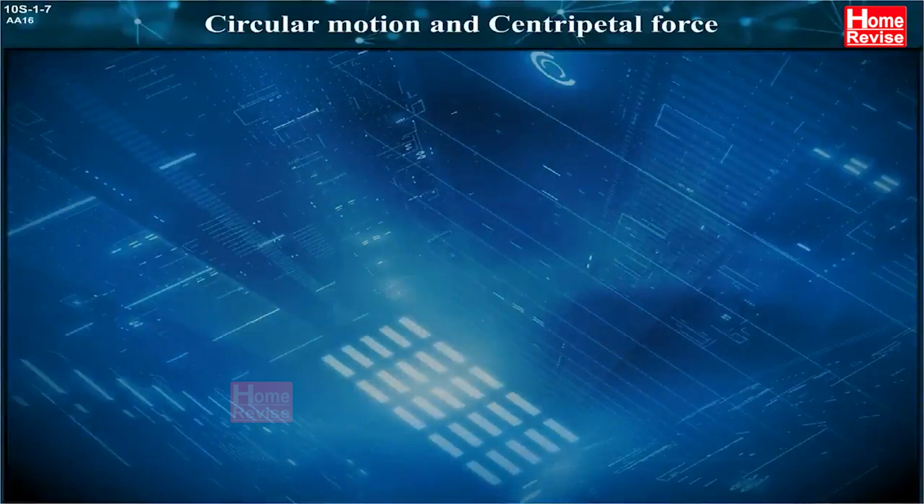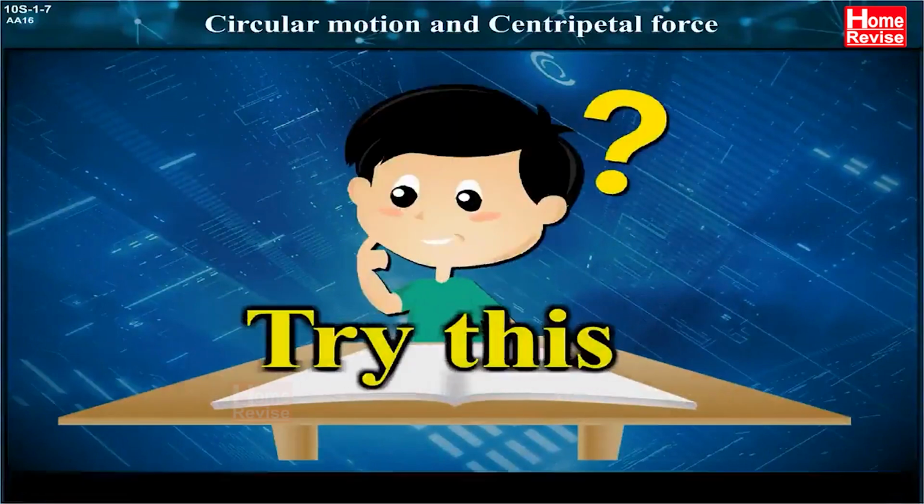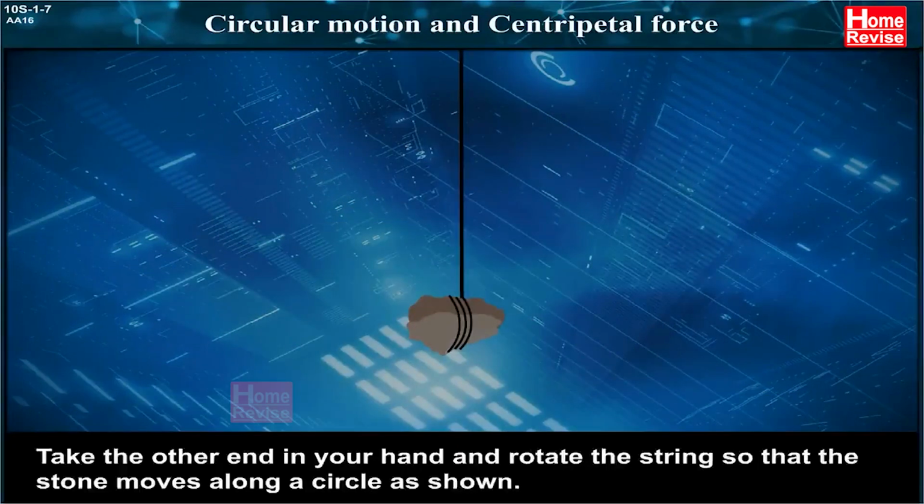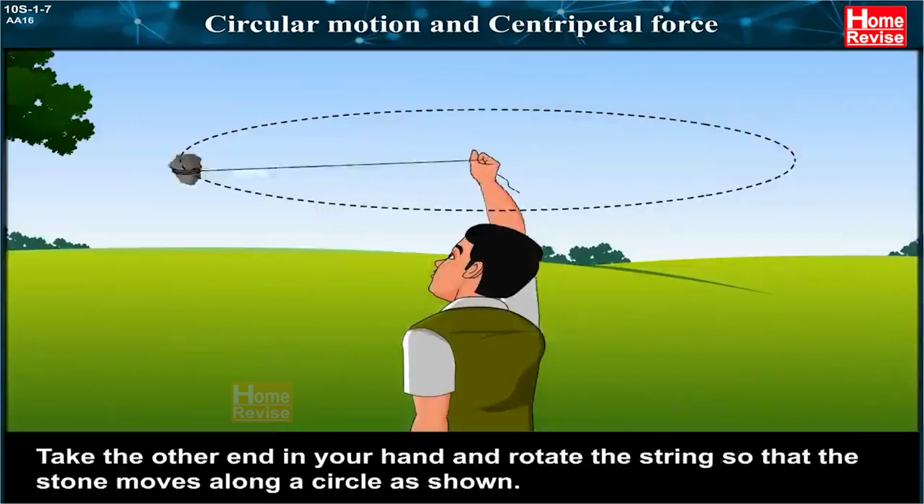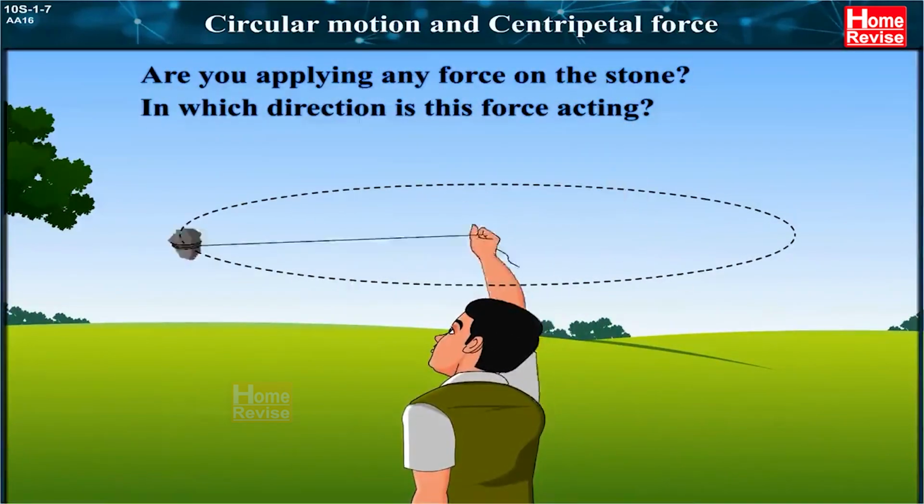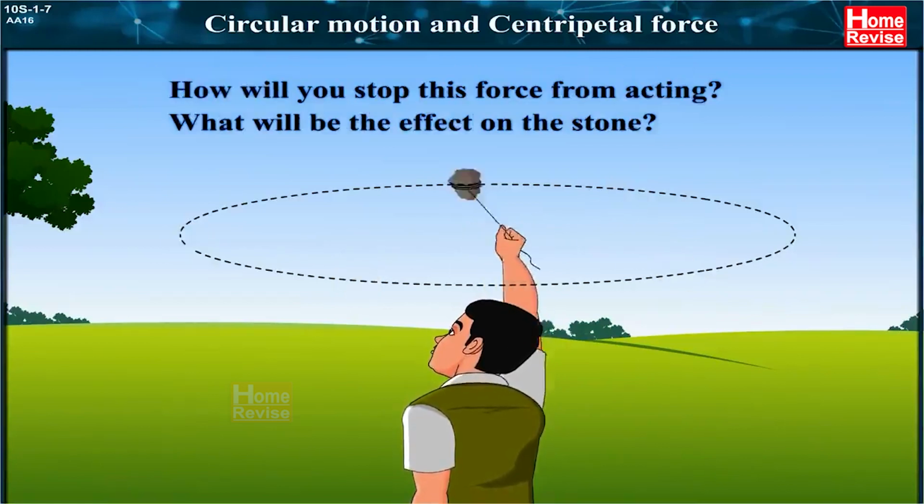Circular motion and centripetal force. Try this. Tie a stone to one end of a string. Take the other end in your hand and rotate the string so that the string moves along a circle as shown. Are you applying any force on the stone? In which direction is this force acting? How will you stop this force from acting? What will be the effect on the stone?